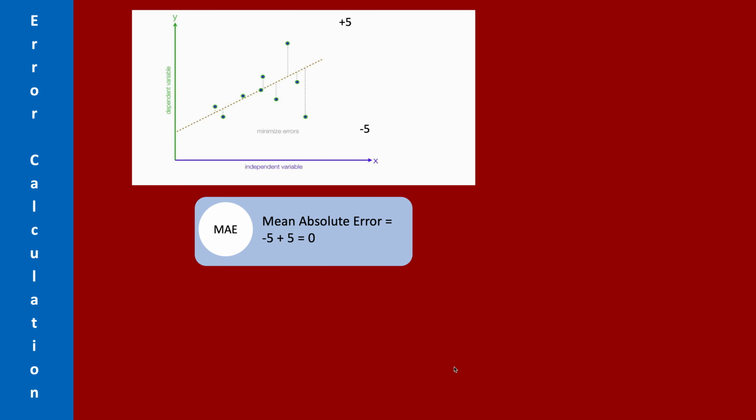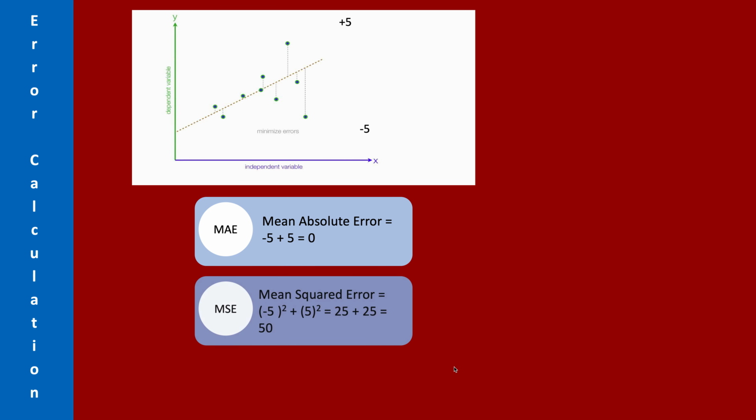For example, in this case, mean absolute error equals minus 5 plus 5 equals 0. While if you use mean squared error, it will be minus 5 squared plus 5 squared, which equals 25 plus 25, which equals 50. However, there is a problem with this approach.